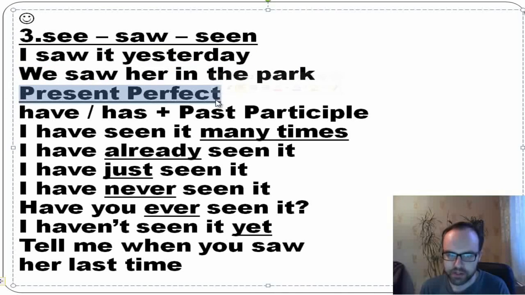Present perfect. Have, has plus past participle. We talked about it, so you know. I have seen it many times. Okay, you see many times. I have already seen it. So many times, already, just, never, ever, yet tell us that we need to use present perfect. Okay, so let's go on.